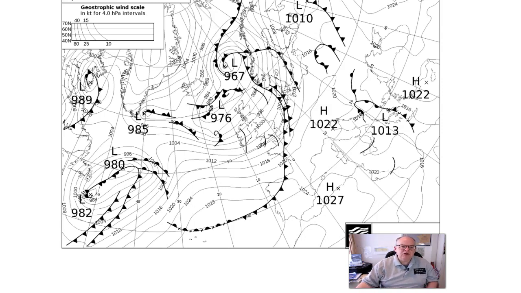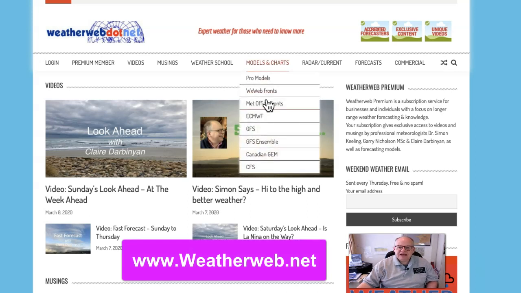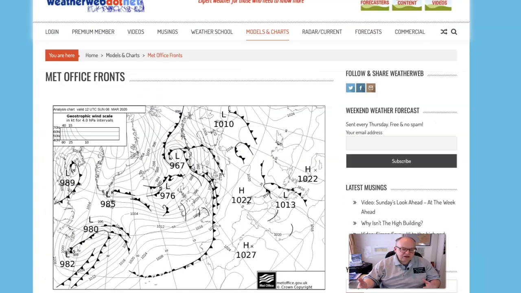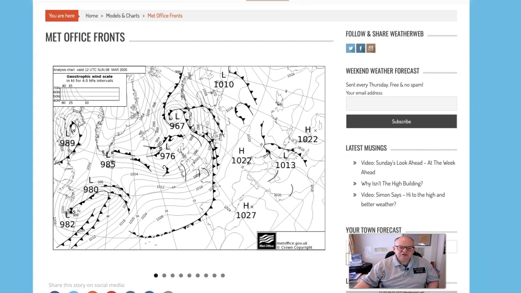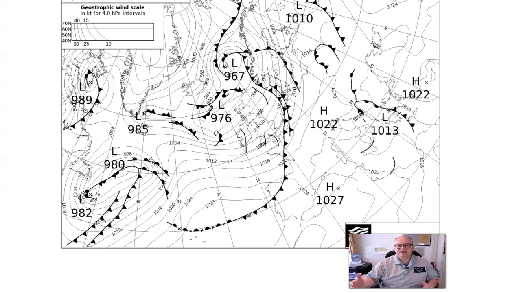Now you can get these charts by going to weatherweb.net, models and charts, and then Met Office fronts. They're completely free of charge. You don't need to register at WeatherWeb for these. They are just there. And there are the charts. So you can see them updated 4 times a day at 6 AM, midday, 6 PM, and also midnight. And you'll see those charts there. So immediately we're alerted to the idea that there could be quite a showery air mass.